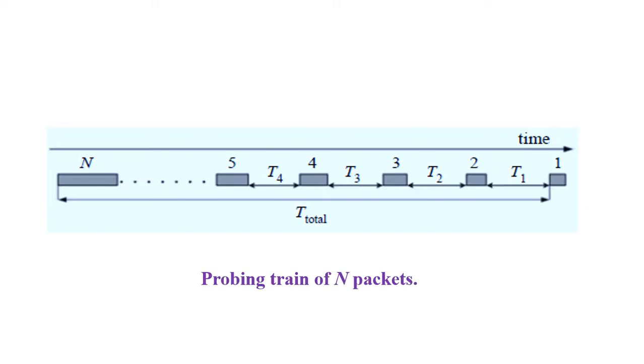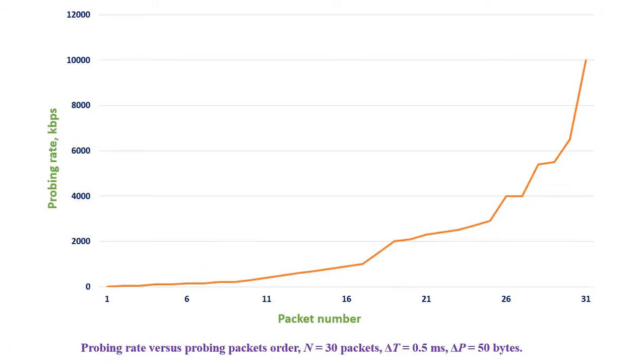So for available bandwidth estimation, we used our simulator, which chooses probing trains of variable packet sizes and variable time intervals as shown in this figure. And we see that the sizes of the packets are increasing and the time intervals are decreasing. And in the next figure, we see the probing rate relation with the probing packets order.